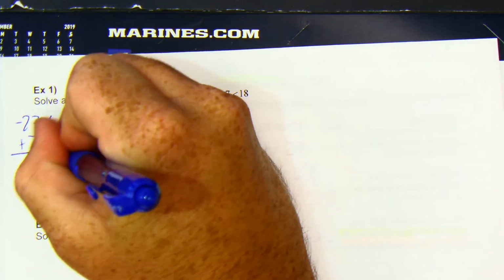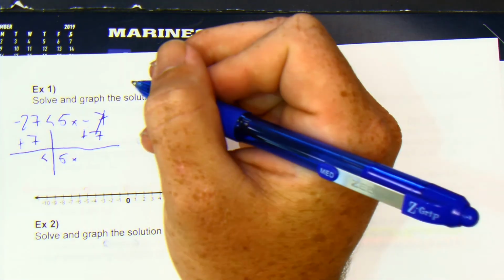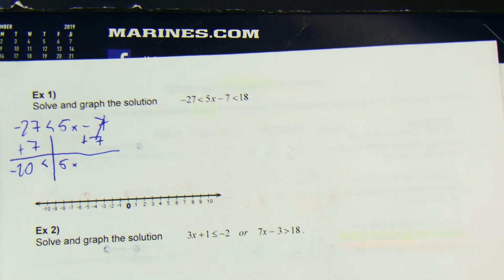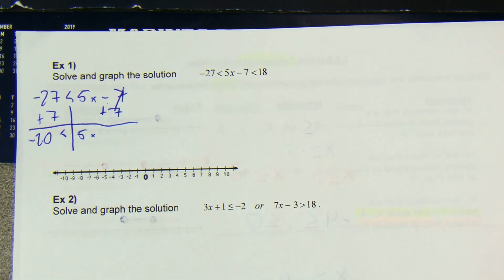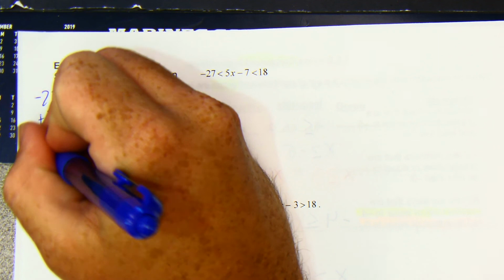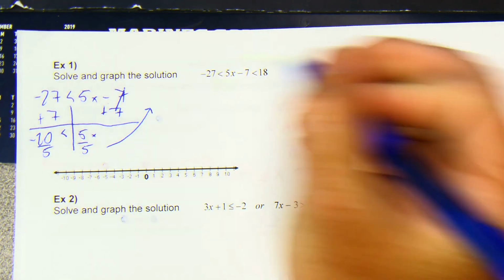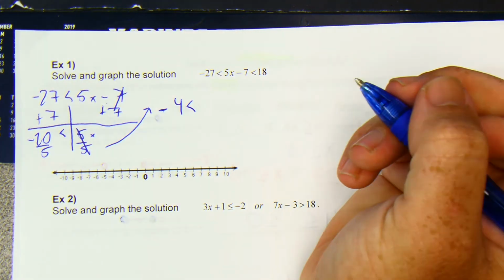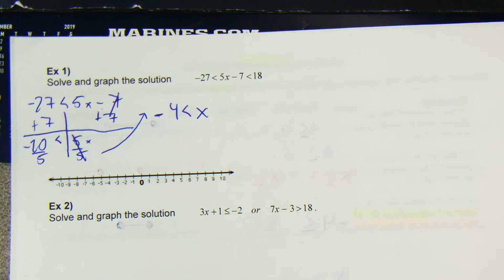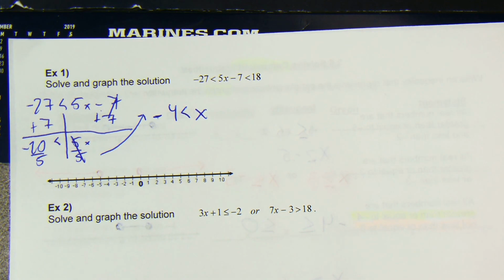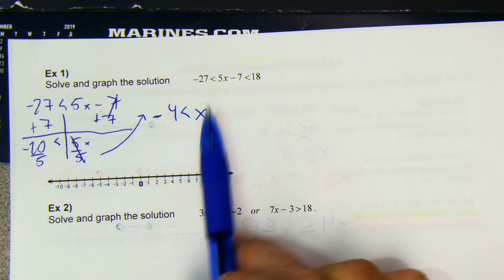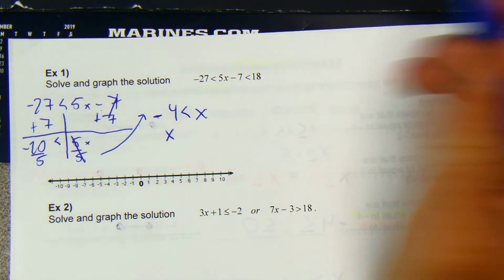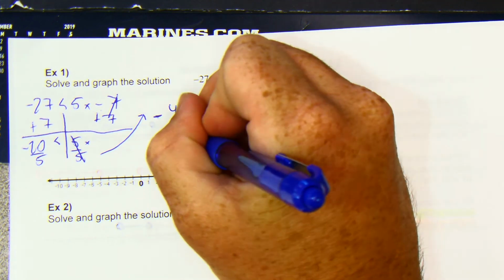-7 plus 7 cancels out. I'm left with 5x. Bring down my less than sign. -27 plus 7 would be -20. Now that 5 is multiplying my x, so to get rid of it I need to do the opposite. So I'm going to divide both sides by 5. I'm going to rewrite this over here. Now I'm left with -4 is less than, and 5 divided by 5 is 1, so those cancel out. So I'm left with -4 is less than x. That's one of my equations that I need to solve. I am going to rewrite that though, because I always want my x on the left side. So when I rewrite that, I'm going to do x, and since this opens towards my x, I'm going to make it open towards my x, and I have -4.